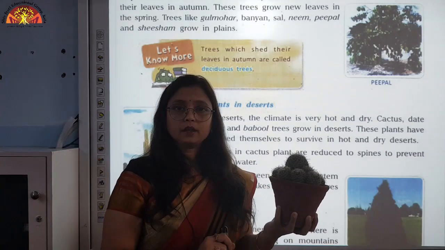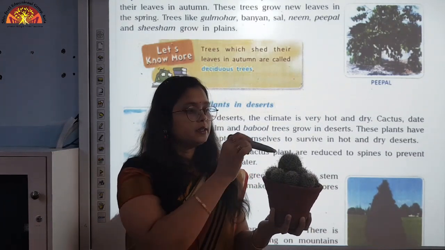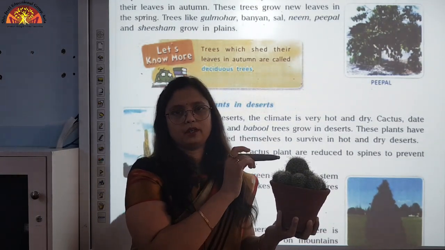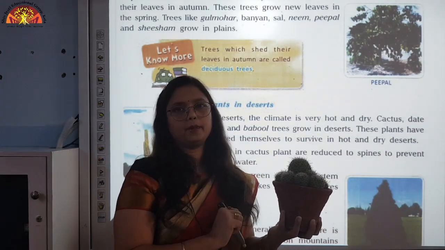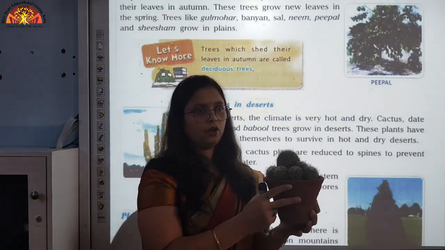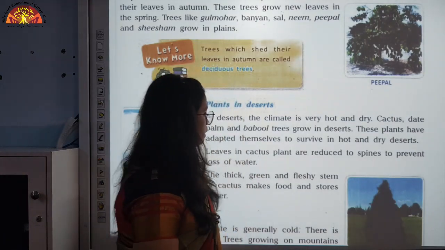Now, the question arises, then how do they make their food? So, this stem is a green stem, it contains chlorophyll, it stores water and it makes food for the plant. So, in cactus, stem makes food for the plant. So, you can see this is a cactus plant. Okay. So, now we come to the next type of plants.